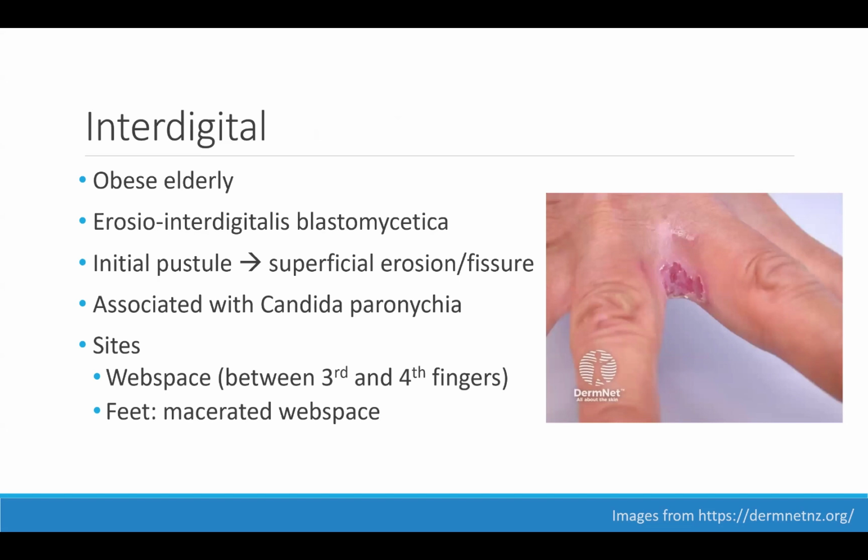When candida is interdigital, this often affects the obese elderly patients. It is also known as erosio interdigitalis blastomycetica. Initially, it starts as a pustule, which becomes a superficial erosion or fissure, and it is often associated with Candida paronychia. Common sites are the wet spaces, especially between the third and fourth fingers, and on the feet you can see macerated web spaces.